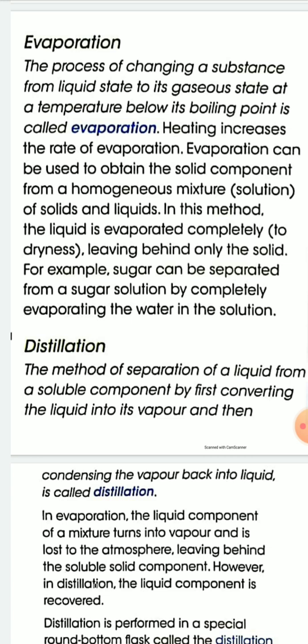So by using the process of evaporation, you can separate out a solid from a solution of a solid and liquid. In this method, the liquid is evaporated completely to dryness, leaving behind the solid. For example, sugar can be separated from a sugar solution by completely evaporating the water in the solution. So you can separate out sugar from a sugar solution by evaporating the water, that is the solvent.